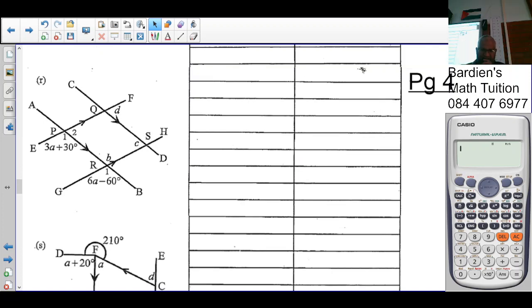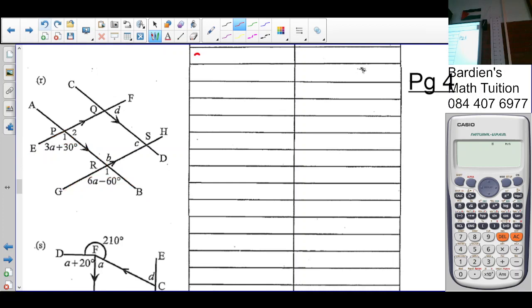Okay, so let's look at page 4 R for the values. So what can be calculated first? A. How can A be calculated? Corresponding angles. Did you see? So what can I say?